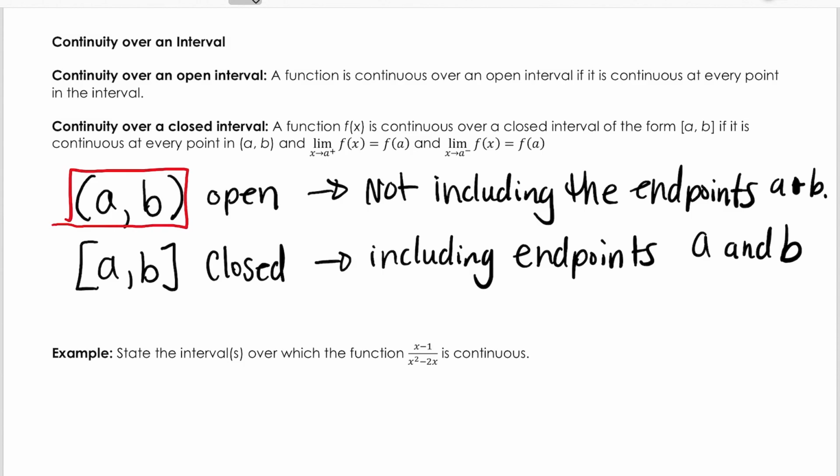Now, if you want to be continuous over a closed interval, all the points between a and b need to be continuous, but also the points a and b have to be continuous. So you have to include those endpoints in the continuity. The limit coming from the right has to exist, and it has to be equivalent to the value of the function. And then for the endpoint b, the limit coming from the left has to exist, and it has to be equivalent to the value of the function at b.